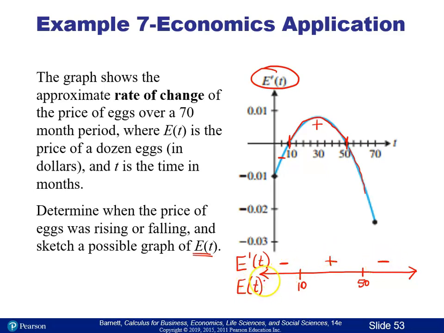So we have a negative first derivative, then a positive, and then another negative. That means the original function was decreasing for the first 10 months, then it was increasing from 10 to 50, and then it decreased again. As far as the price, because the price of eggs is E of T, the price of eggs was rising from the 10th through the 50th month, and then it was falling from 0 to 10 months, and then again from 50 to 70 months.